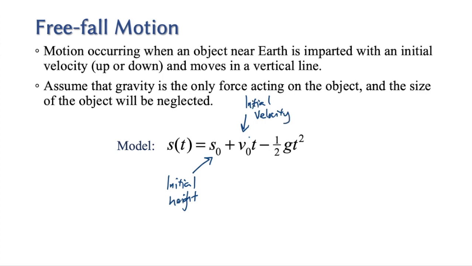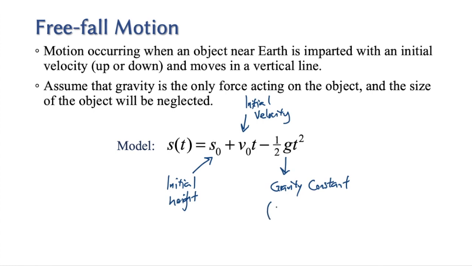Now, in this case, it can be 0 because we may simply let it go and let it fall. Or if it's thrown upward or initially thrown downward, you can have positive or negative values for that initial velocity. Now, the last part right here, this g, this is going to be our gravity constant. Now, this will be one of two different numbers depending on how the motion is measured.